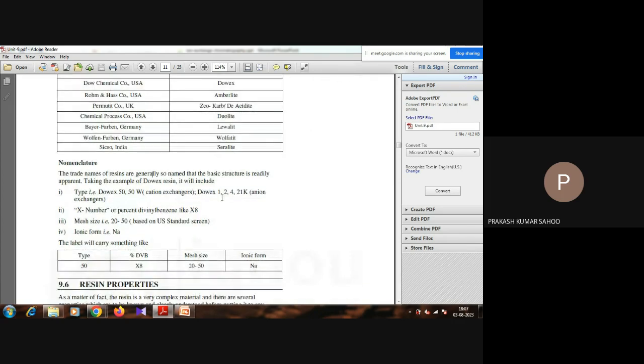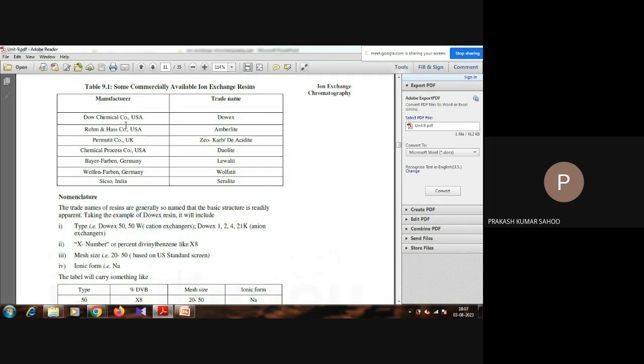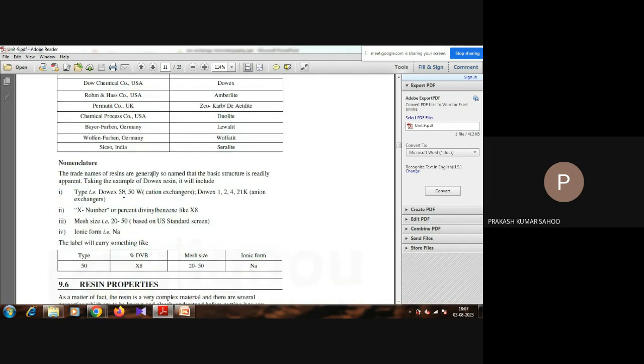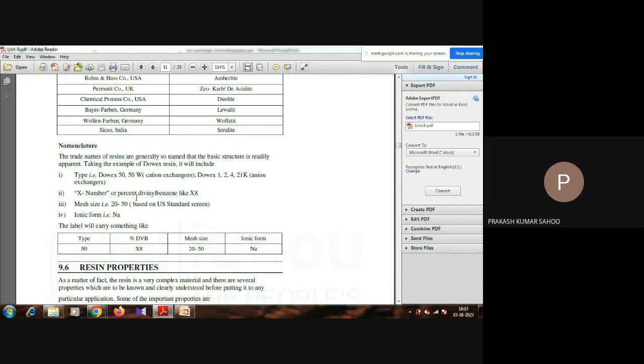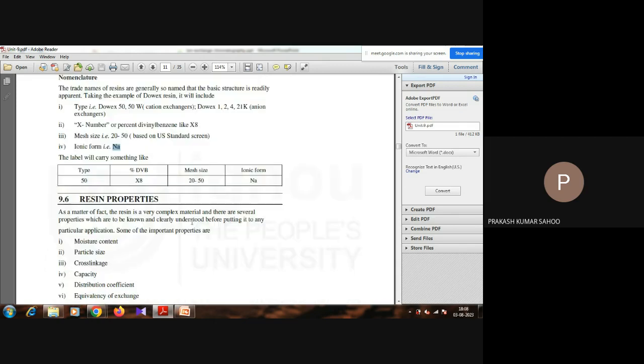So what is the nomenclature? In Dowex, the first one, Dow Chemical. In Dowex 50, 50W, that is a cation exchanger. Dowex 1-4, 21K, anion exchanger. So X number or percentage of divinyl benzene, like X8. So X stands for your number or percentage. Mesh size is 20-50. This is a mesh size, 20-50. And ionic form, that is Na. Here it is K, that means potassium. And if it is sodium, this is also the ionic form, it is written. So these are the specifications written here.